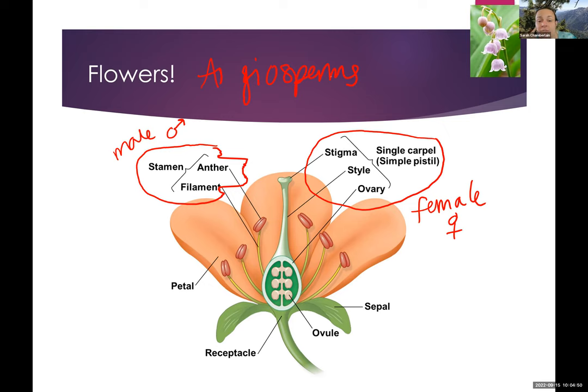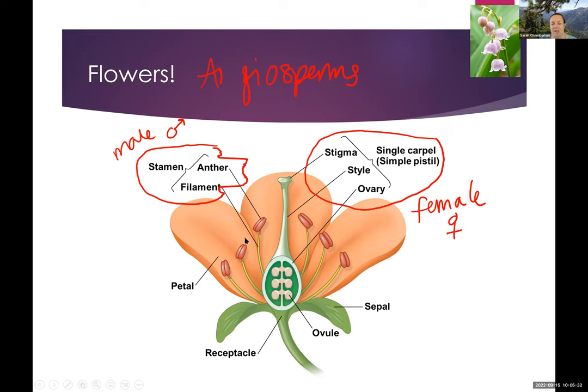Anyway, some angiosperms keep their male and female flowers separated, right? So they're distinct from one another. Some angiosperms even are completely separate plants. So a male plant and a female plant are totally separate, kind of like ginkgos. But the majority of angiosperms, most of the ones that you see, are going to be not only bisexual in the sense that the plant has both male and female structures, but even within the same flower.